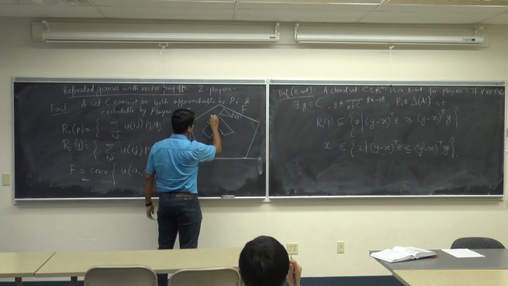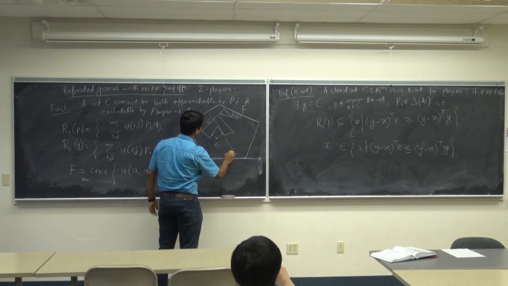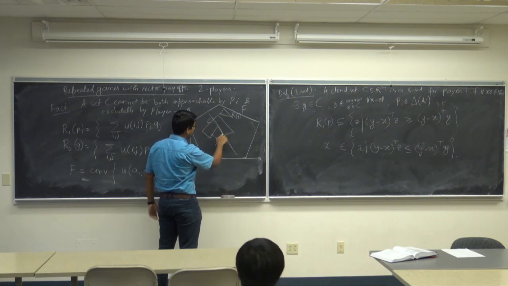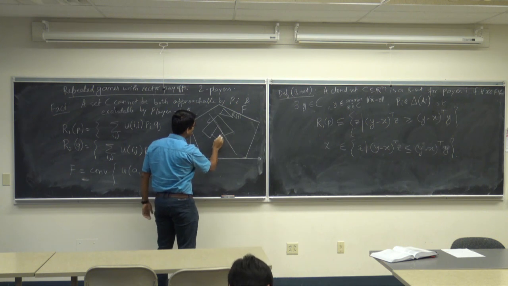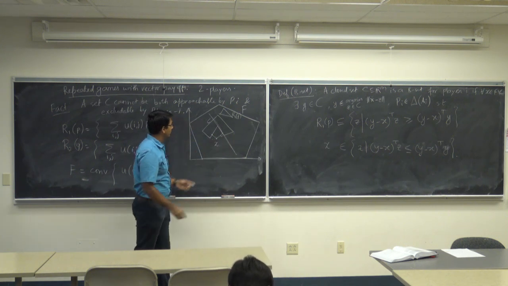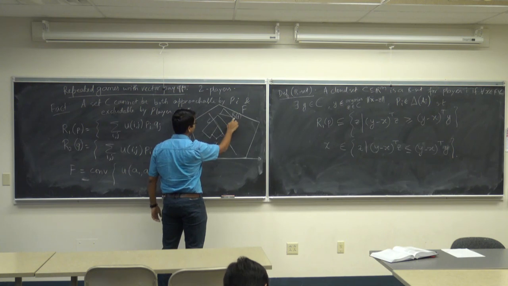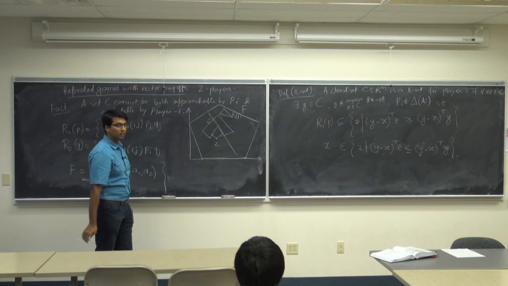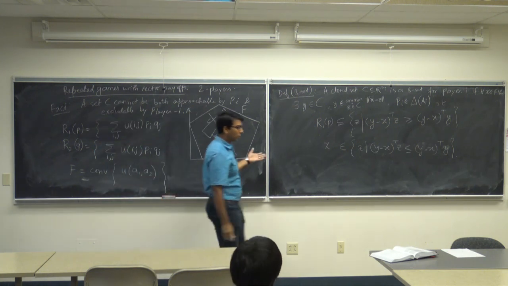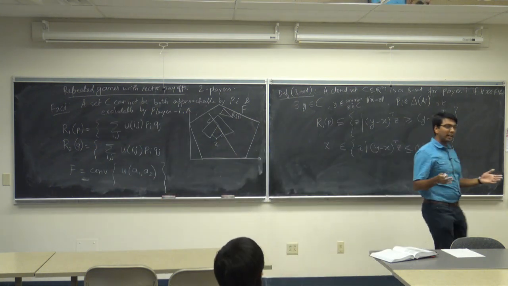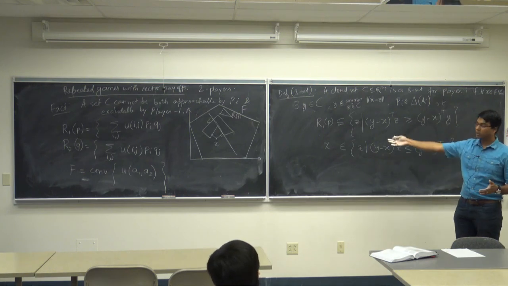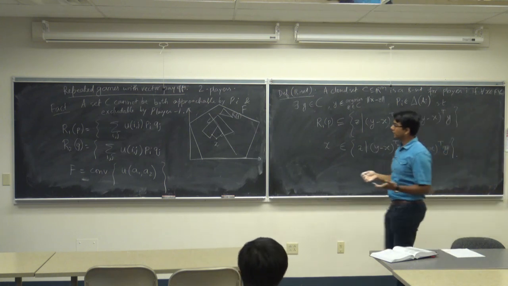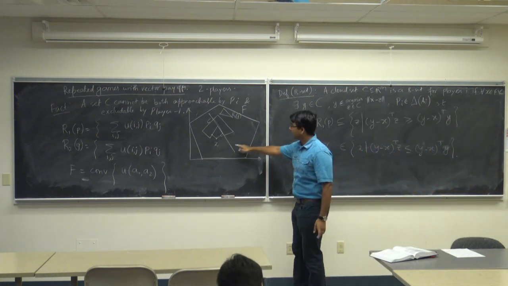So if I draw a hyperplane like this, which passes through this point y and is orthogonal to x minus y, R1(P) lies on one side of the hyperplane and X lies on the other side of the hyperplane. This would be a supporting or separating hyperplane theorem if C was a convex set, but here we don't make that assumption. C is not a convex set. And all we need is one such hyperplane.